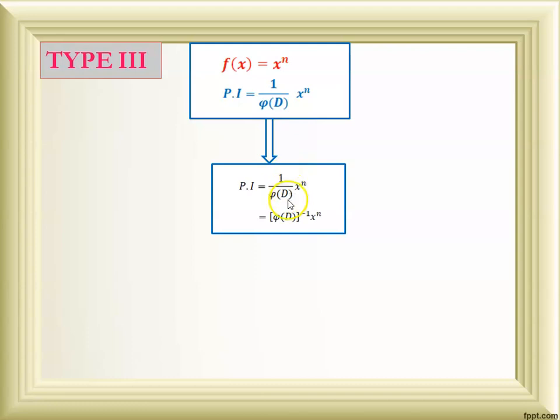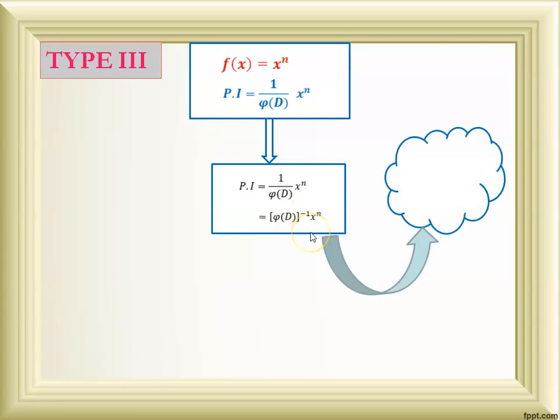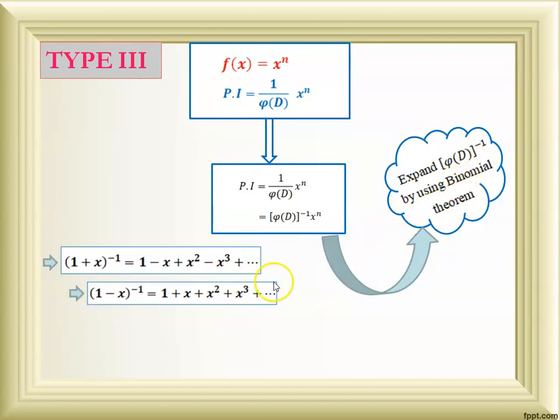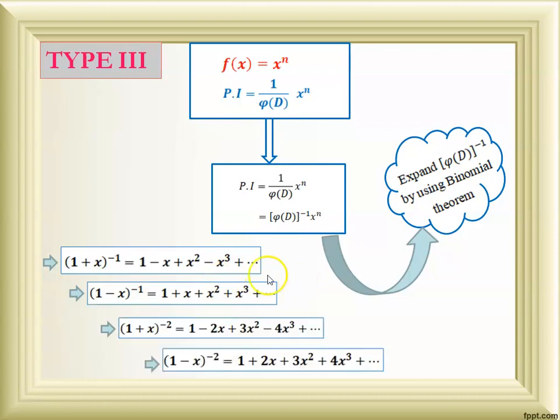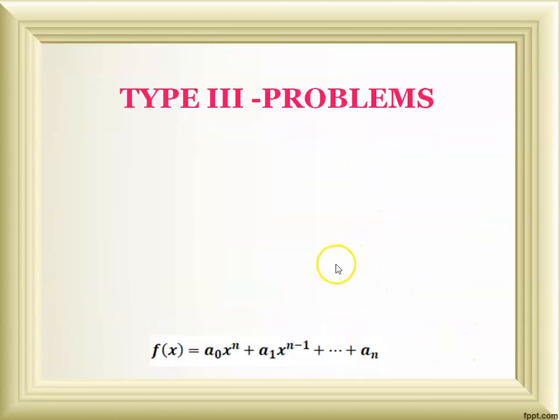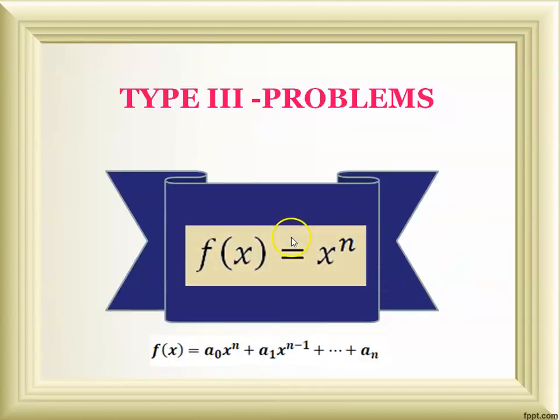Instead, I just write 1 by phi of D as phi of D whole power minus 1. After that, I expand this phi of D whole power minus 1 using the binomial theorem formulas. I listed here some of the binomial theorem formulas. These are very basic things, and we are going to use these formulas in this type. So let us have the third type problems.